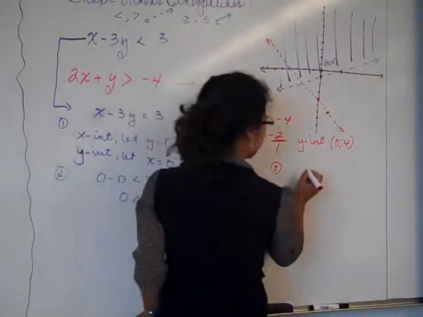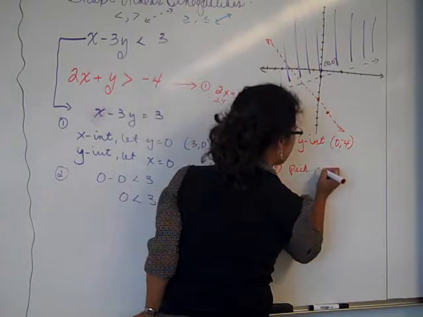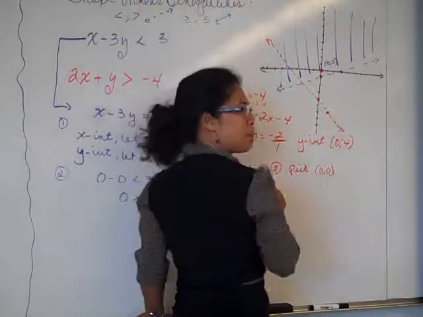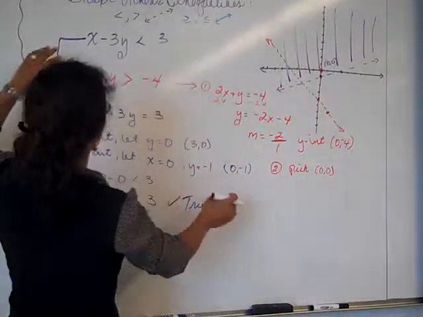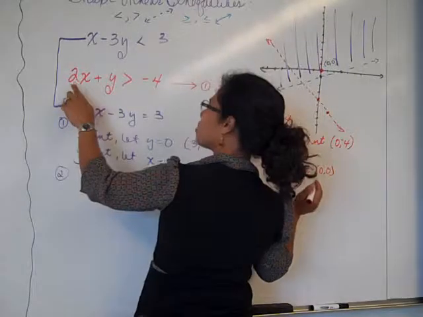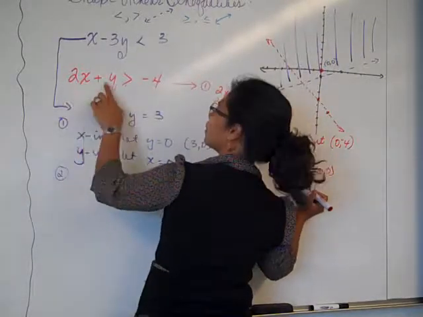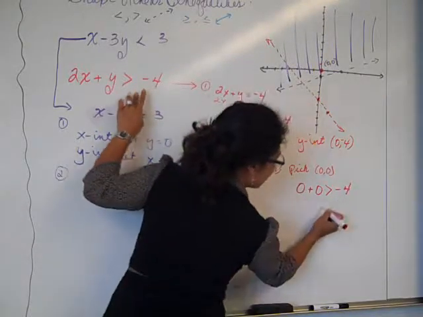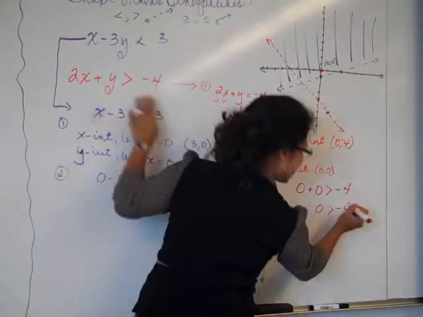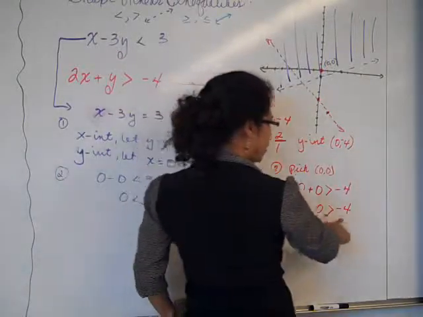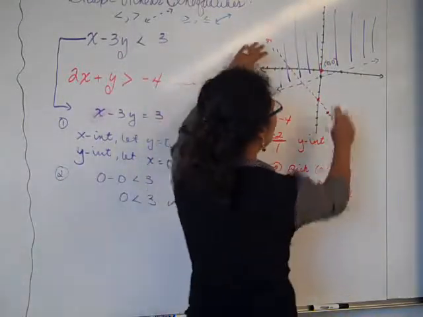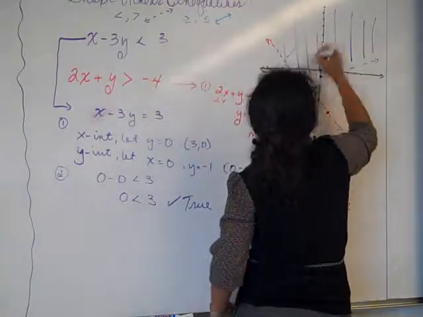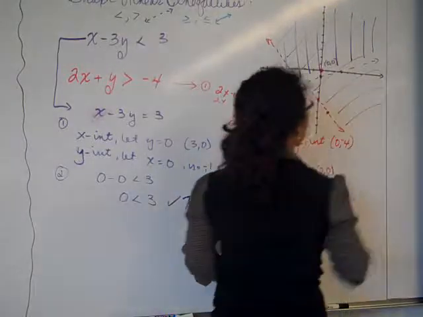0, 0. You want 0, 0? All right, so we're going to pick 0, 0 again. 0, 0 is right here, so I'm putting my dot here to remind myself I picked that side. When we put in 0, 0, we get 2 times 0 is 0, plus 0. Is 0 greater than negative 4? Is that true? Yes, 0 is bigger than negative 4. Therefore, the side that you picked is the correct side. So shade it.